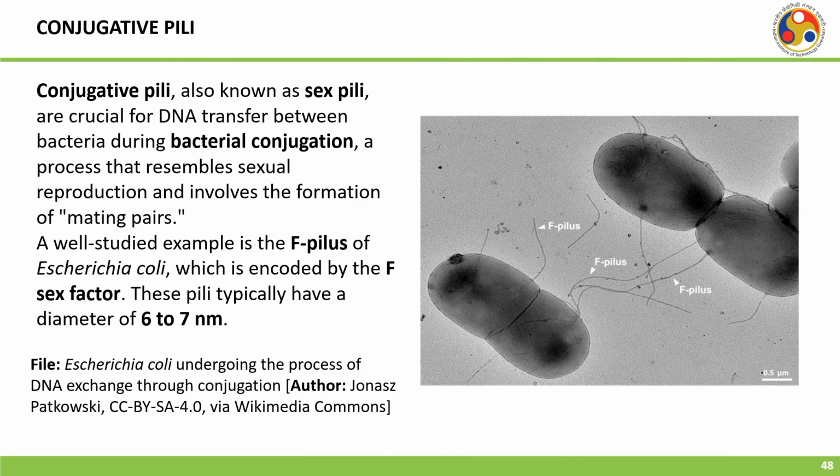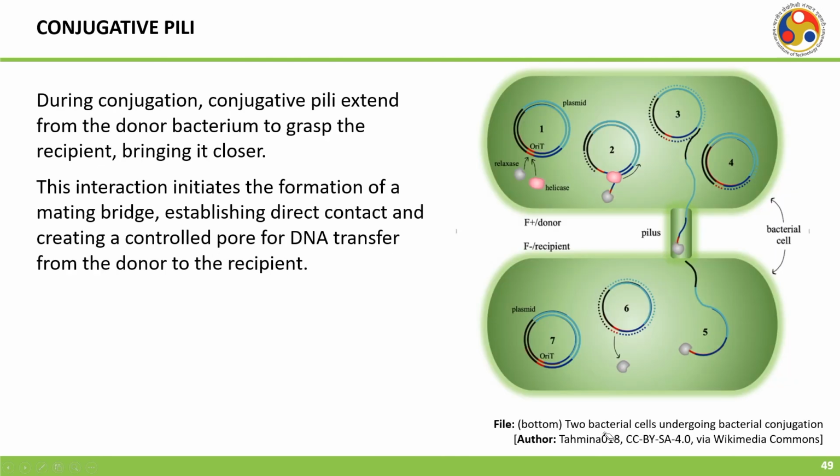Conjugative pili, also known as sex pili, are crucial for DNA transfer between bacteria during bacterial conjugation, which is a process that resembles sexual reproduction and involves the formation of mating pairs. A well-studied example is the F pilus of E. coli, which is encoded by the F sex factor. These pili typically have a diameter of 6 to 7 nanometers.